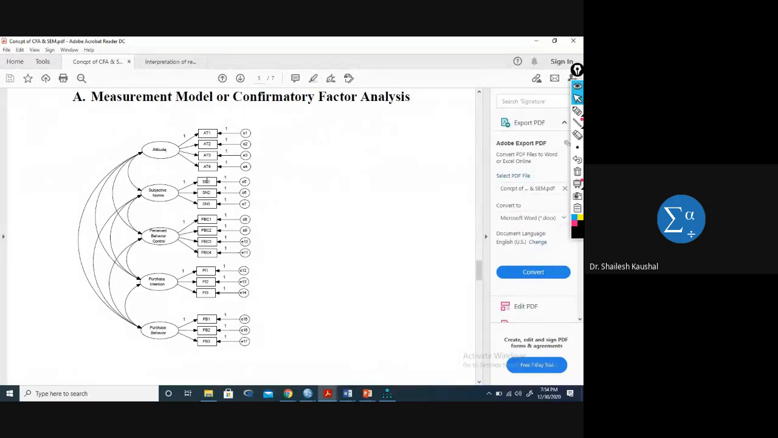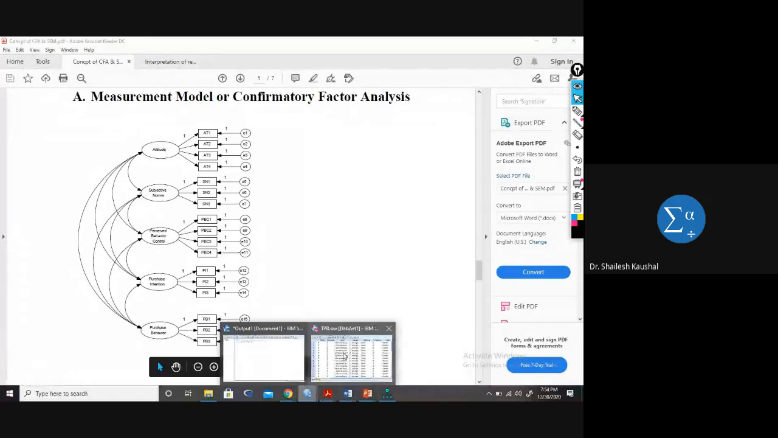Once the measurement validity is established, then we go for structural equation modeling. So there are 2 ways. One, if my model is tested, then there is no need to conduct the CFA. If I am not sure, if I am applying this type of study for the first time or there are very few studies, then I should go for the measurement model as well as SEM.